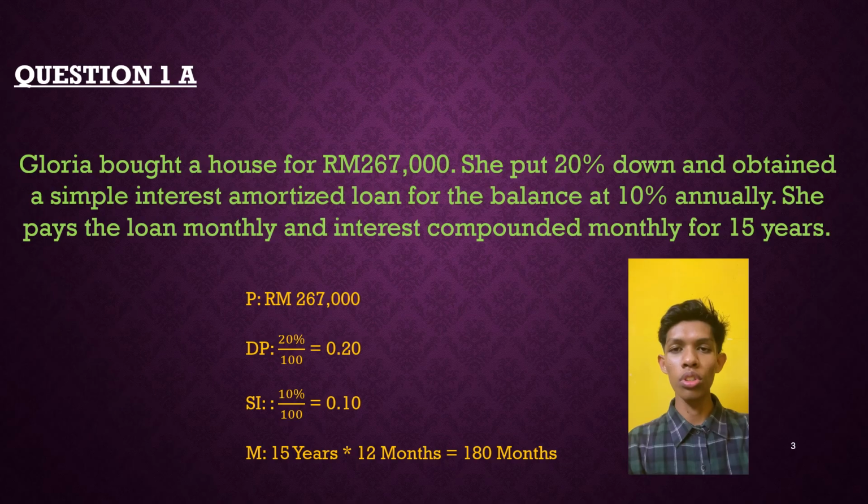Okay, question 1A. Gloria bought a house for RM267,000. She put 20% down and obtained a simple interest amortized loan for the balance at 10% annually. She paid the loan monthly and interest compounded monthly for 15 years.